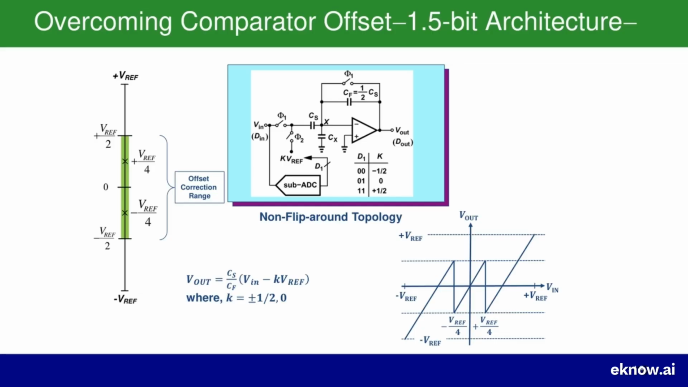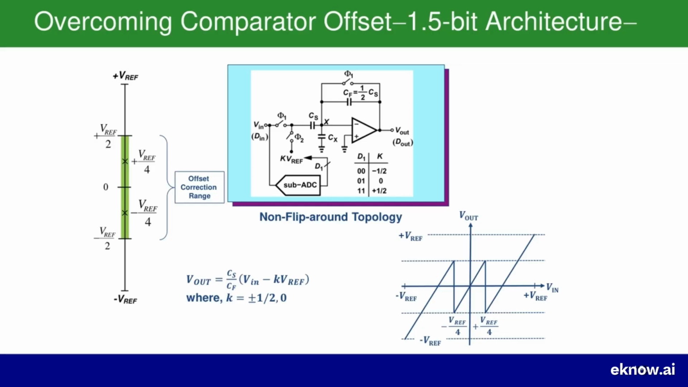This value K is then used to perform a digital-to-analog conversion. The circuit essentially subtracts a voltage of K times V_REF from the input signal V_in. Then this difference is amplified. The formula for the output voltage, V_out, tells us exactly this. It's the ratio of the capacitors, CS over CF, multiplied by the input voltage minus that reference voltage term, K V_REF. In this specific design, the feedback capacitor CF is half the sampling capacitor CS, so the gain, CS/CF, is 2.